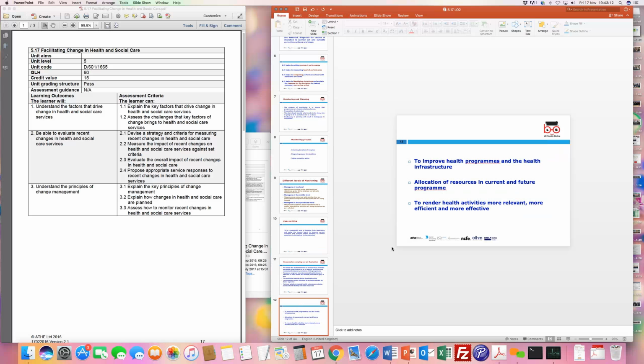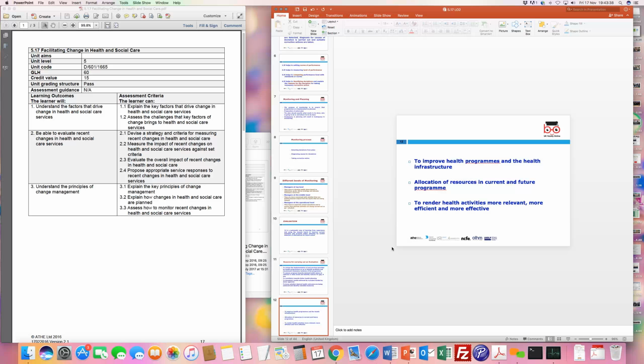In order to improve health programs and infrastructure, an evaluation is done by the government and by the Department of Health every 3 years. This is done primarily to find out if these services are improving, and if they are improving, whether they are able to meet the aims and objectives, and that can only be done through the process of evaluation. The second part is the allocation of a lot of resources.